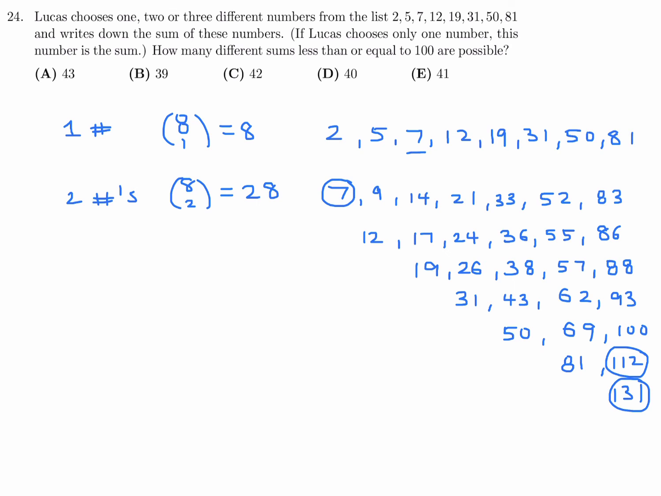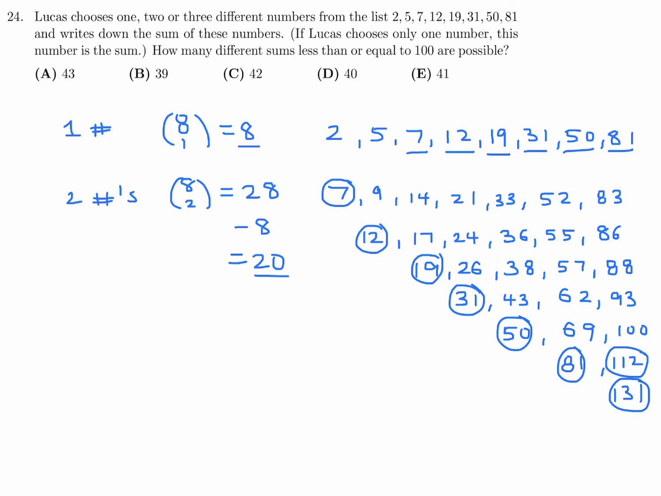Well, the 7 has already appeared here. Let's see what else. The 12 already appears here. The 19 already appeared. The 31 already appeared. The 50 appeared. And the 81 appeared. So these ones we have to get rid of. So 1, 2, 3, 4, 5, 6, 7, 8. So from that 28, we have to subtract 8. So therefore, we have 20. 8 and 20. So far, those are the unique sums.